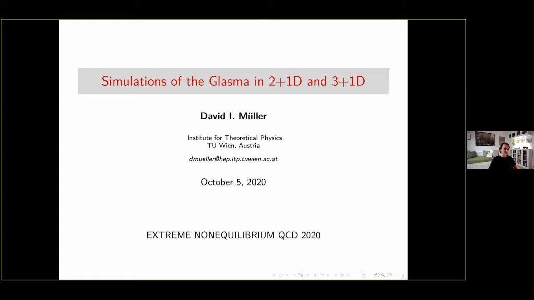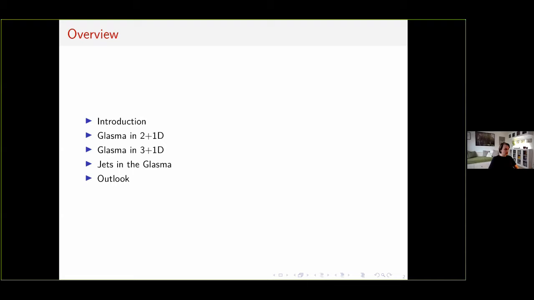Okay, let me quickly give you the overview. First, I'm going to talk about the framework that we use, which is the color glass condensate, on which all of this is based. Then I'm going to talk about the Glasma in 2+1 dimensions, so the boost invariant Glasma. And then I will introduce you to the way we simulate the Glasma in 3+1 dimensions, including the width of the nuclei, basically. And then at the end, I'm also going to quickly talk about our latest project, which is about jets in the Glasma. Okay, so let's get started.